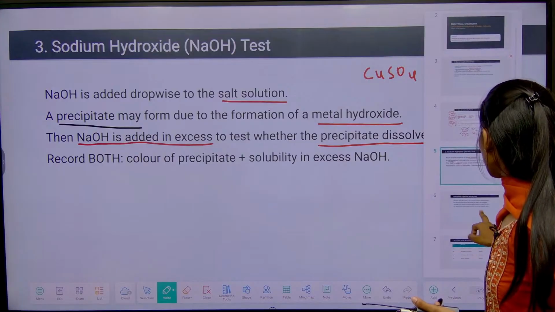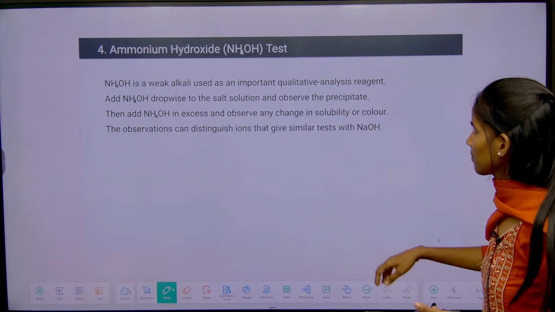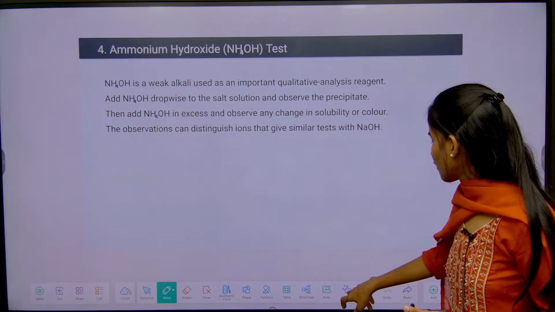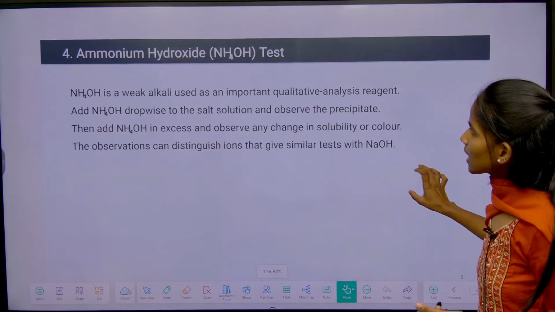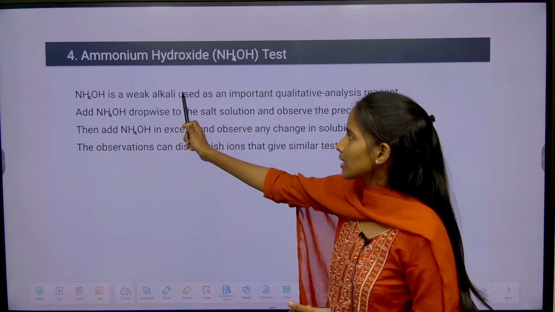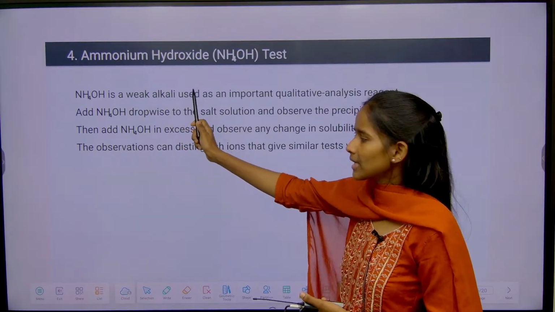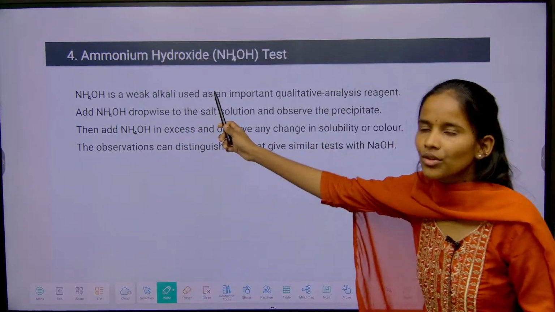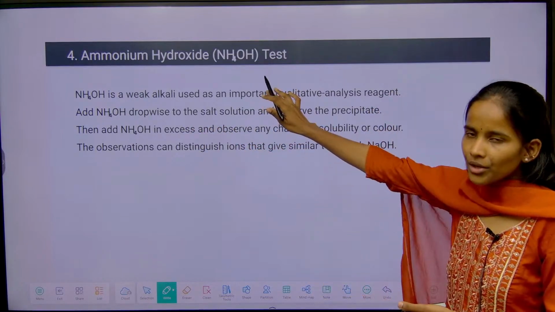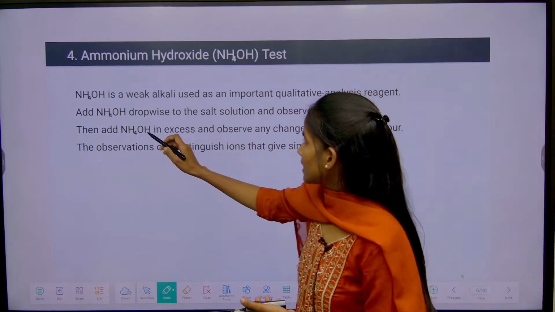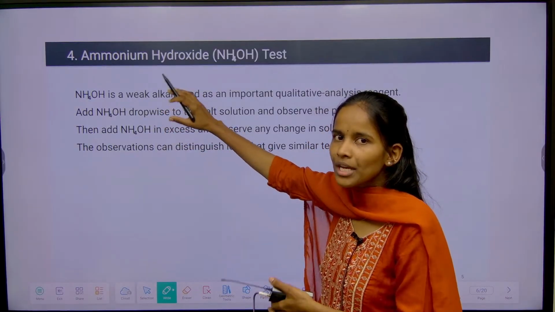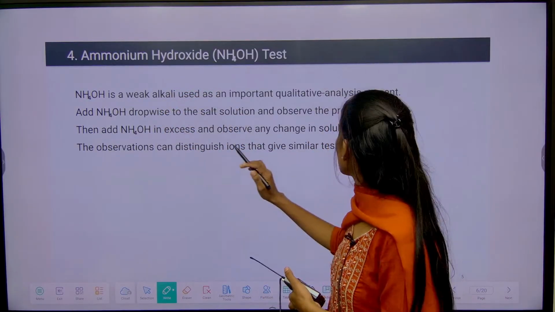If you are taking NH4OH, it is a weak alkali. It dissolves in water, but it is a very weak base. So here I have mentioned weak alkali, and it plays an important role in qualitative analysis as a reagent. So what is the procedure? We follow the same procedure with ammonium hydroxide also.